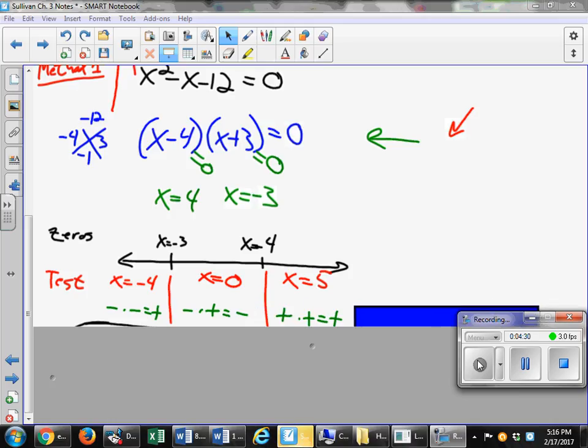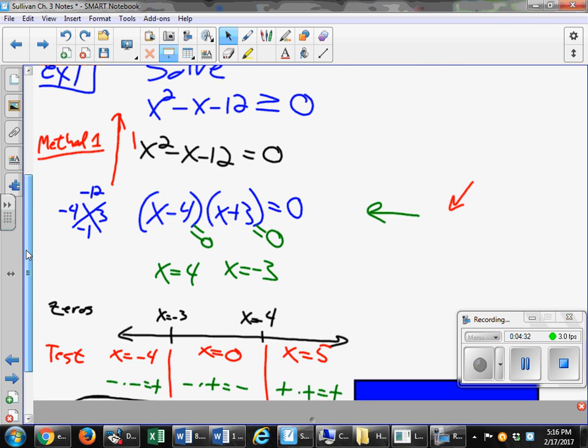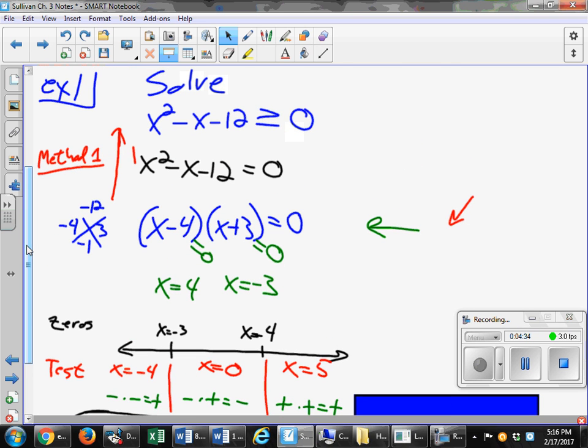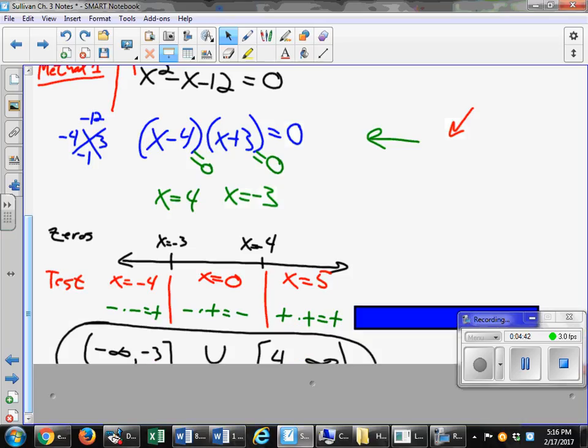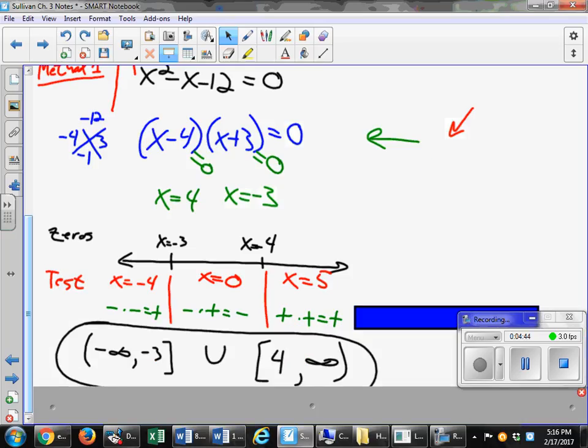All right, so remember the point: we are looking for the places where the function is greater than or equal to 0. So where is that going to be? Well, it's over here to the left of negative 3. Remember, our zeros, where it was equal to 0, was negative 3. So to the left of negative 3, and I went with square brackets because it's the or equal to in the original problem.